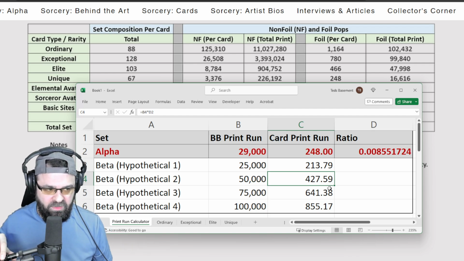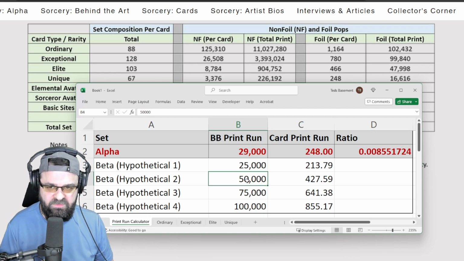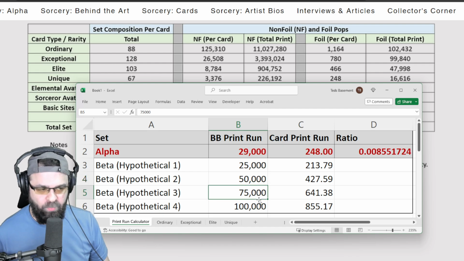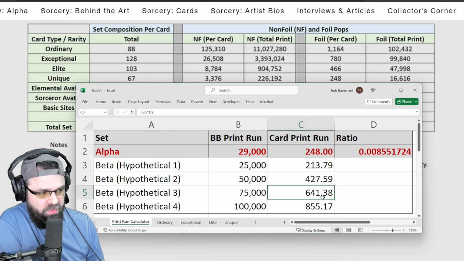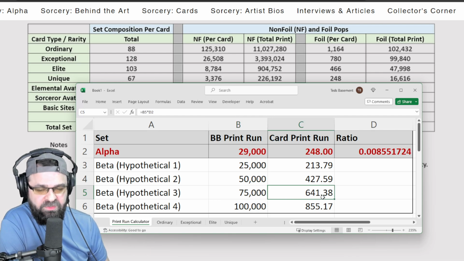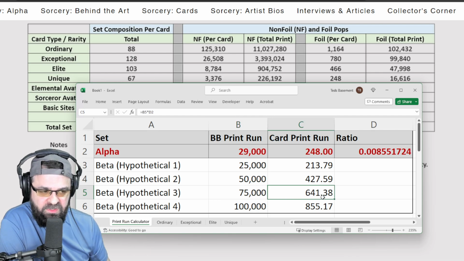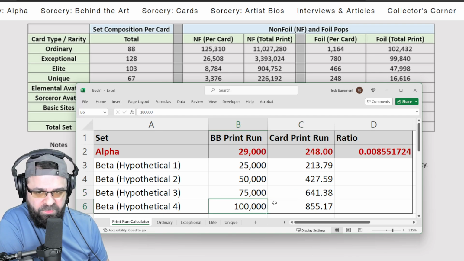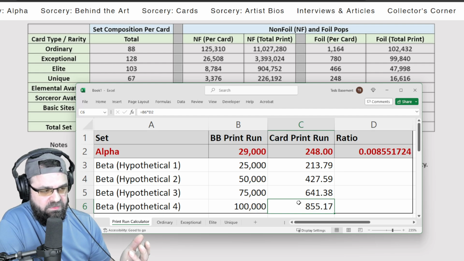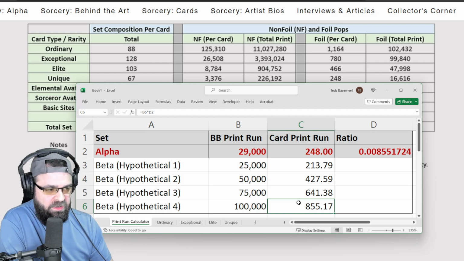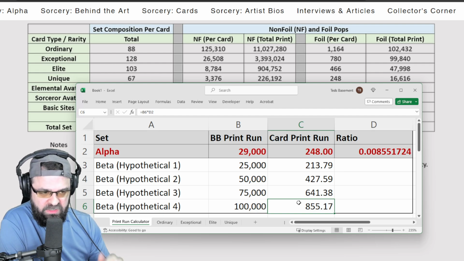Again, assuming a 50,000 booster box print run, we work our way up to 75,000 in another hypothetical scenario, you're only at 641 foil uniques. And if we go all the way up to 100,000, guys, we still have less than 1,000 unique foils. Again, for each card that's out there.